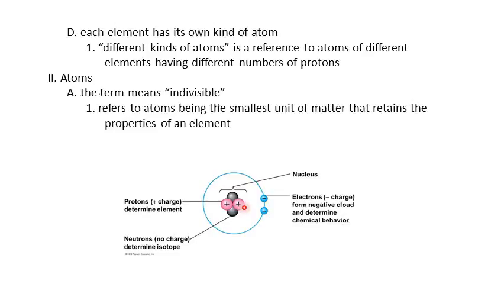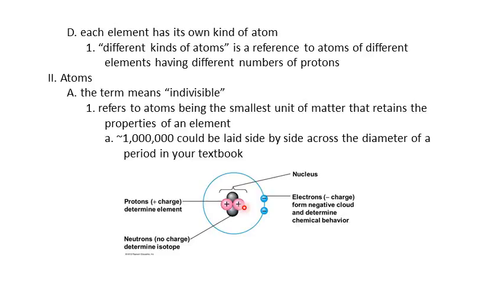Now, something about atoms is that we can't split atoms into something smaller and still have the properties of that element. The atom is as small as you can go and still maintain the properties of a particular element. Now, how big are atoms? Obviously, they're extremely small. 1 million atoms could be laid side by side across the diameter of a period in your textbook.